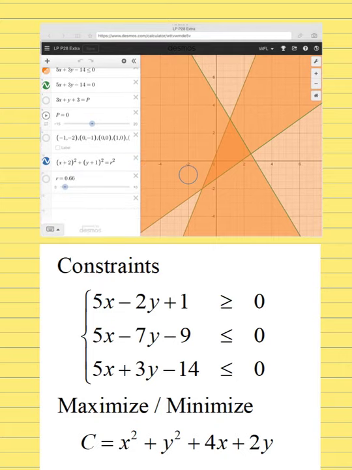The circular function to be maximized or minimized is c equals x squared plus y squared plus 4x plus 2y, which is represented in the graph as the highlighted circle. By formula or computing the square, we can find that c equals r squared minus 5. Here, r is the radius of the circle.